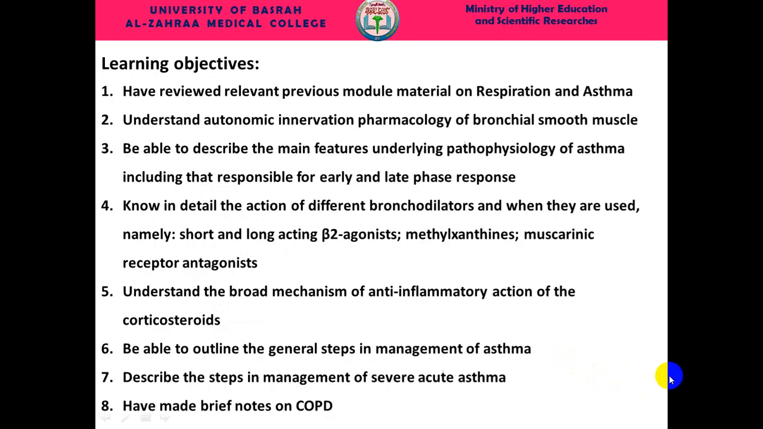In this lecture, we will cover 8 learning objectives. First of all, we will review the module lecture in the respiratory module about asthma. Then we should have some talk about the autonomic innervation pharmacology of the bronchial smooth muscle. And then we'll talk about the pathophysiology of asthma in order to know how the drug works and know the detail of different bronchodilators, especially talking about beta-2 agonists and methylxanthines, as well as the anti-muscarinic agents.